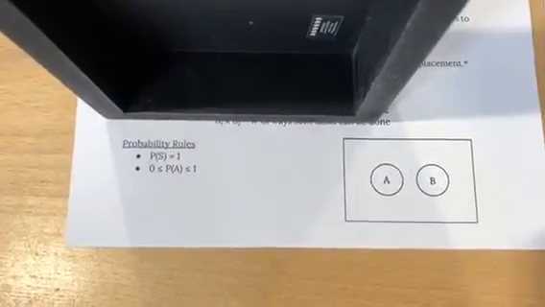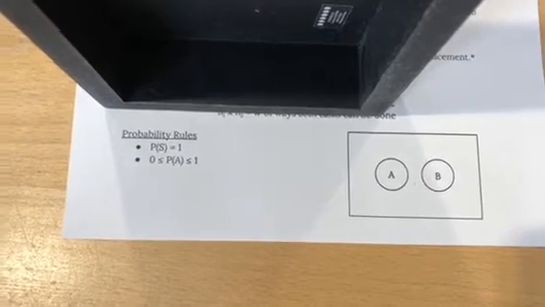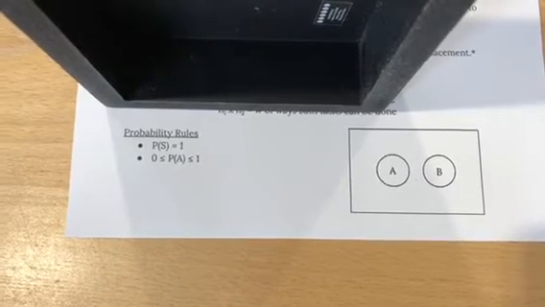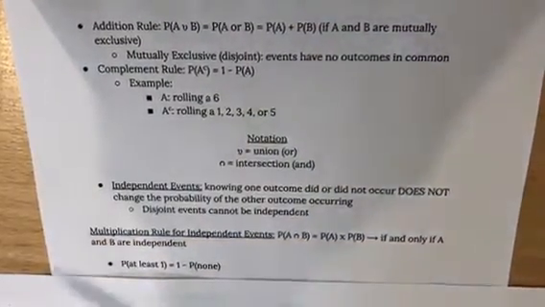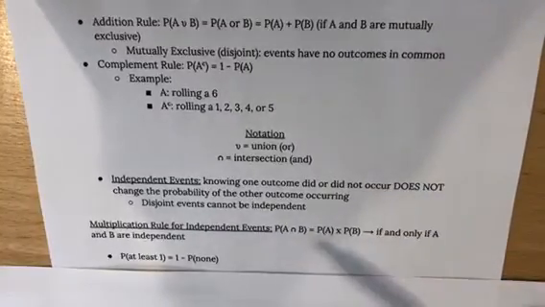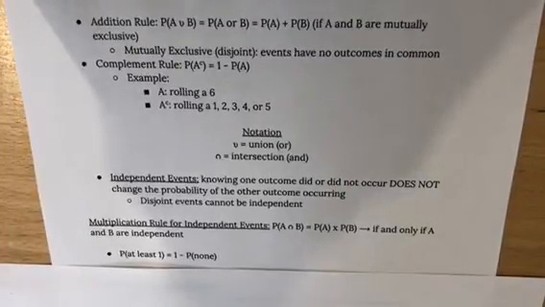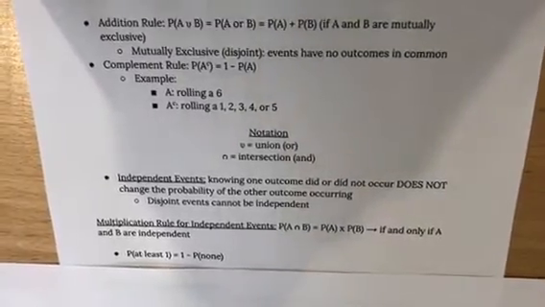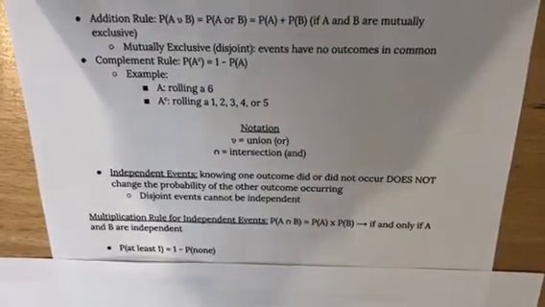When understanding probability, it is good to know that the probability of the sample space is 1, and the probability of any event occurring is between 0 and 1. The addition rule states that the probability of event A or B occurring is the probability of A occurring plus the probability of B occurring, and this is if and only if A and B are mutually exclusive. Mutually exclusive events, also known as disjoint events, have no outcomes in common.